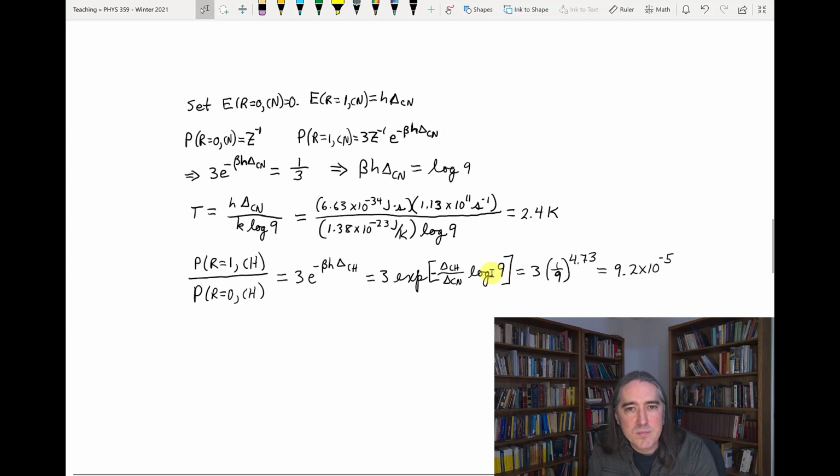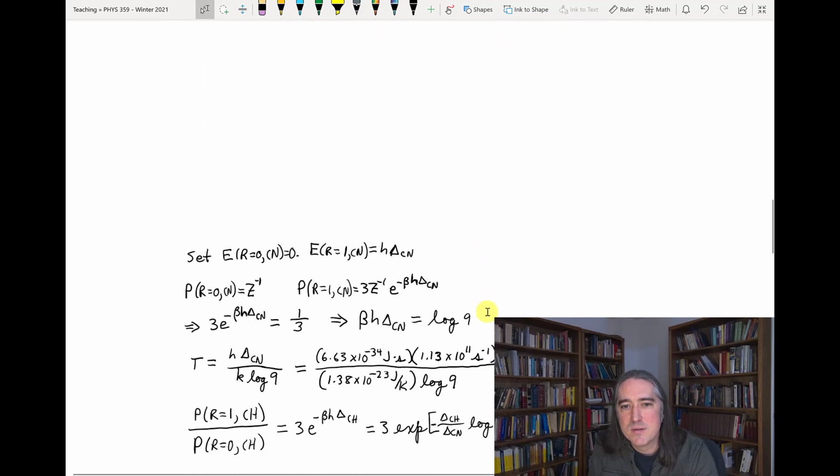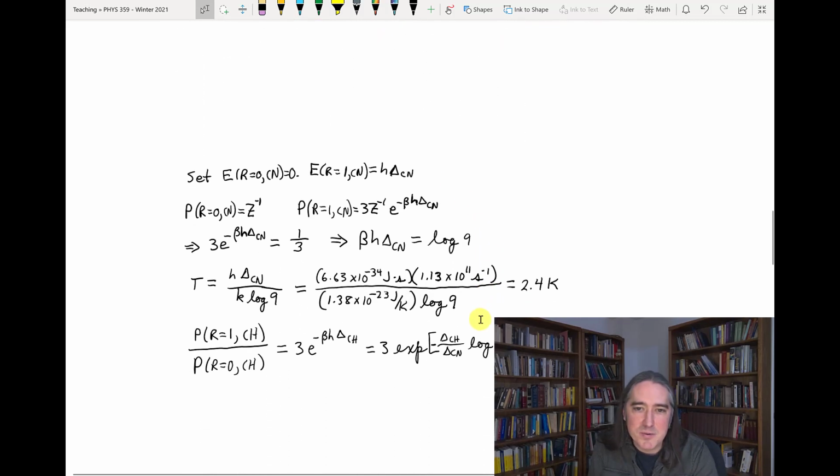The ratio, 534 gigahertz over 113 gigahertz. It's about 5. It's actually a little smaller than 5. Okay, it's 4.73. Put this all together, we've got the 3 times exponential of minus log of 9, which is 1/9, raised to this power, this 4.73. Do the math out, 9.2 times 10 to the minus 5.